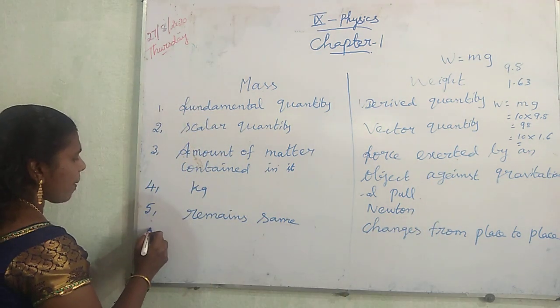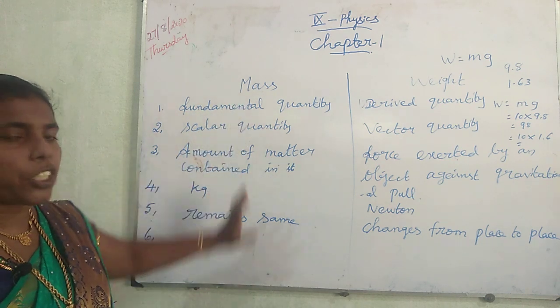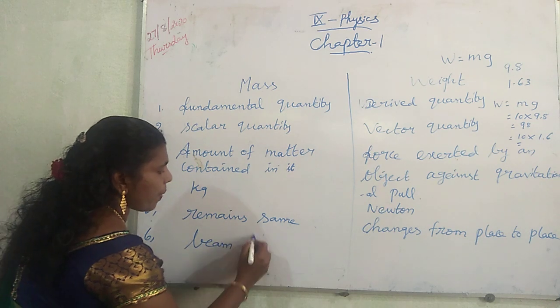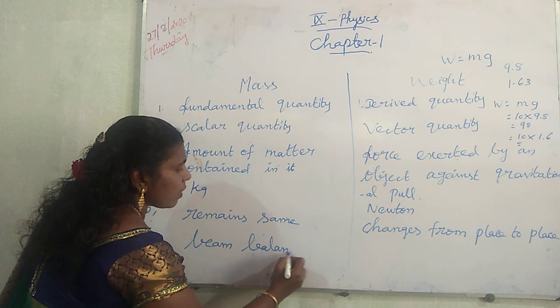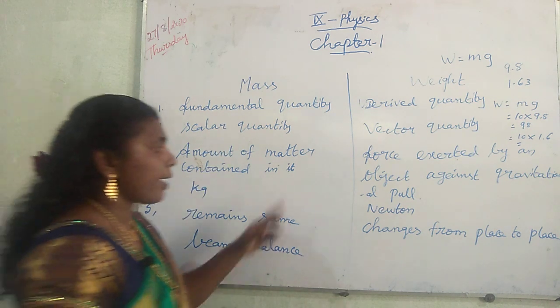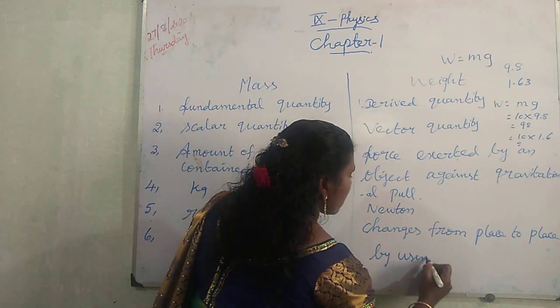Then the sixth point: mass can be measured by using a beam balance. In the last class we learned about the beam balance. So mass can be measured by using a beam balance. Weight can be measured by using a spring balance.